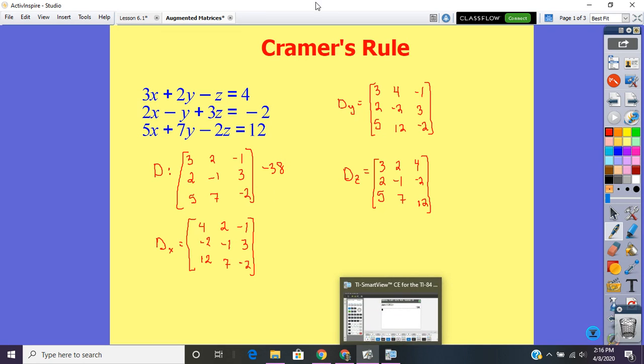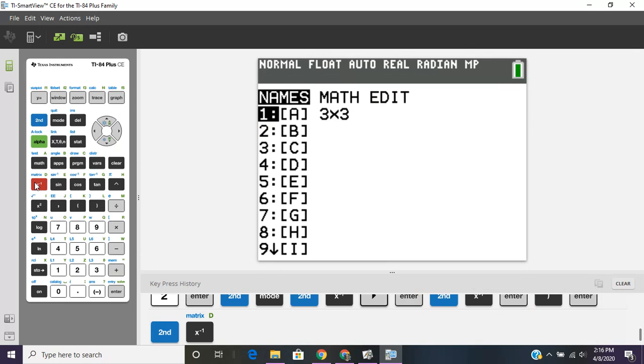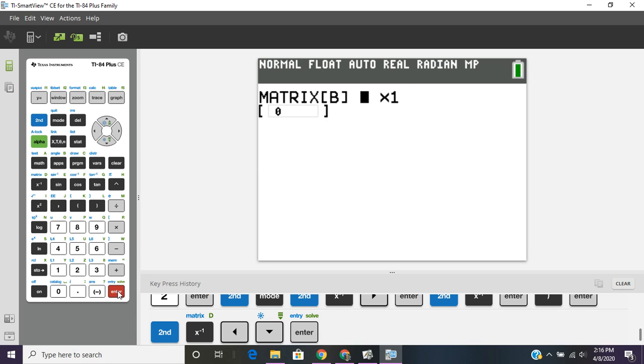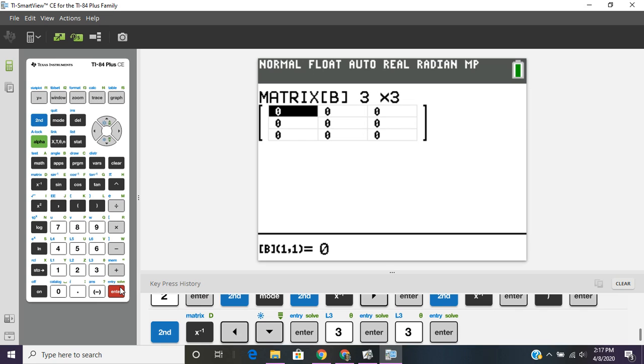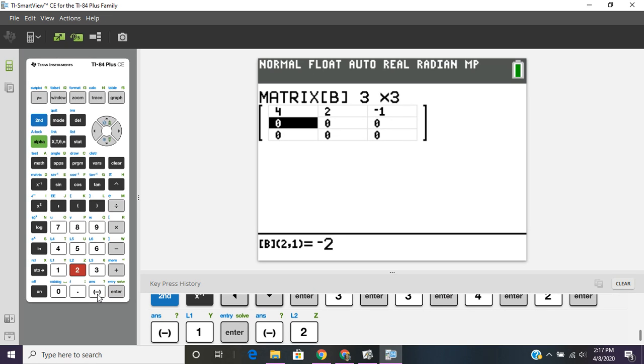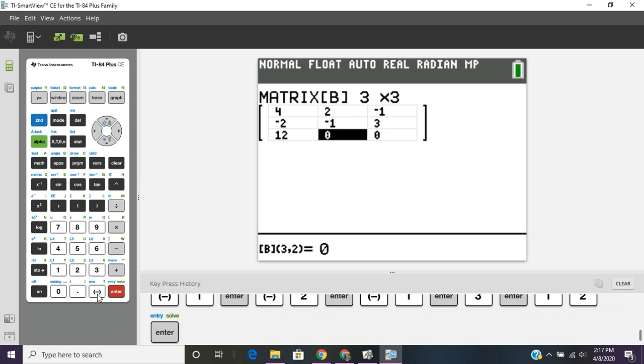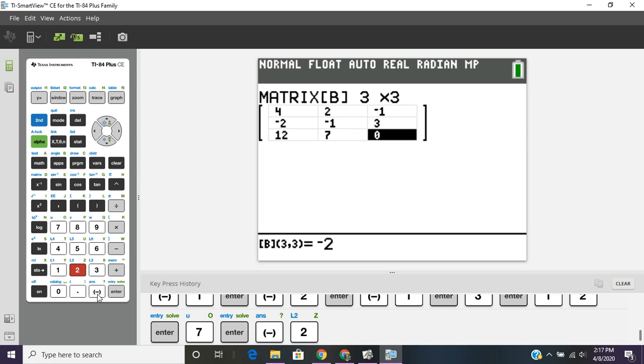All right. Then I'm going to go through and now I'm going to do the rest of those. So I'm going to edit matrix B. This will be my dx. Once again, it's a 3 by 3. 4, 2, -1, -2, -1, 3, 12, 7, -2.